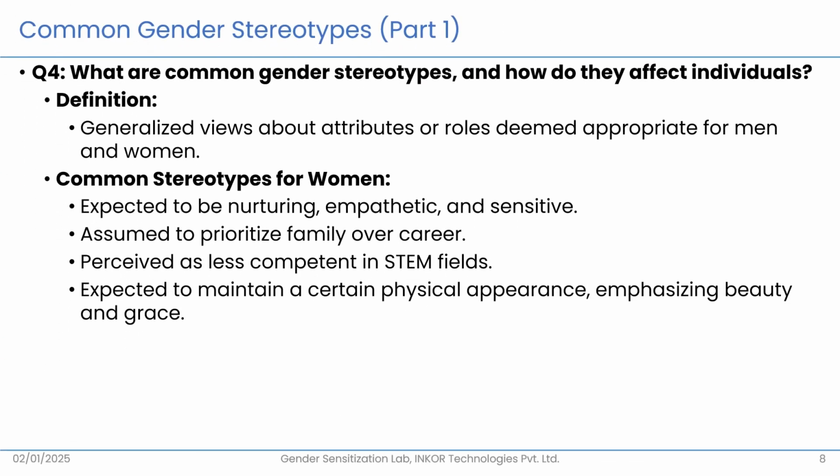Gender stereotypes are generalized ideas about how men and women should behave. These stereotypes often limit opportunities and create unnecessary barriers. Women, for instance, are expected to be nurturing, empathetic, and sensitive. They are often assumed to prioritize family over their careers, and are perceived as less competent in science, technology, engineering, and math, STEM fields. Society also places a heavy emphasis on women's appearance, expecting them to maintain a certain level of beauty and grace. These stereotypes restrict personal growth and create additional challenges for women in professional and personal spaces.